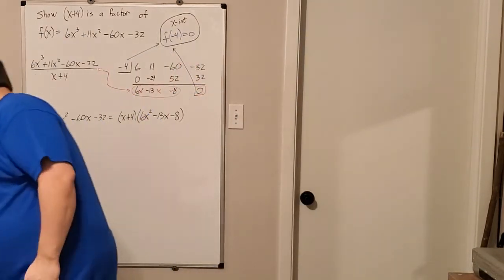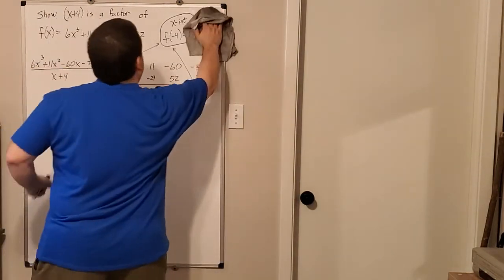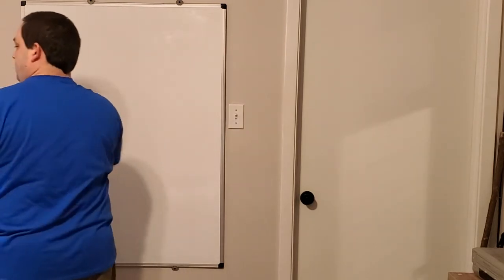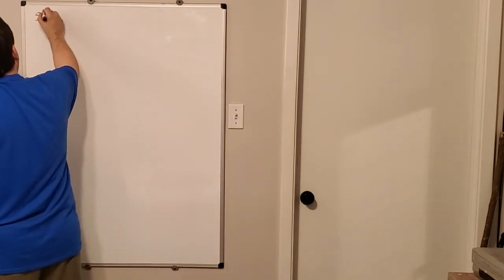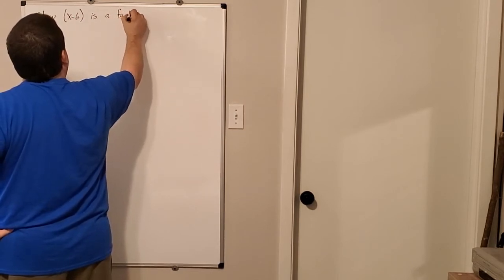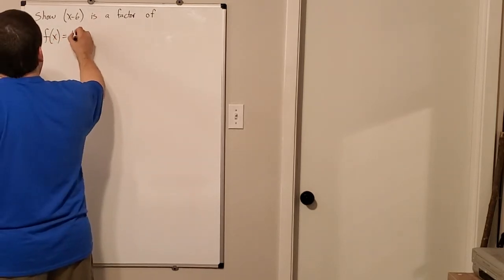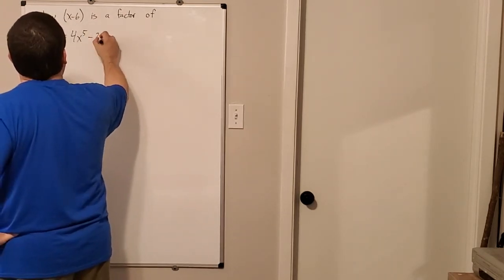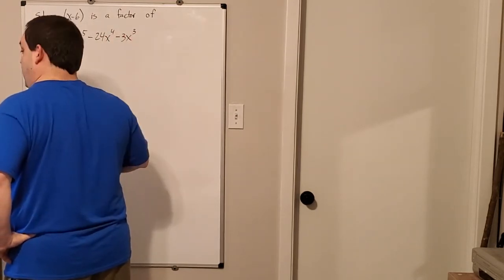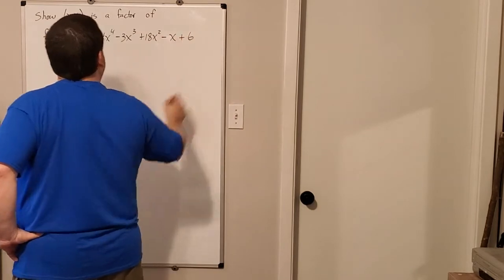All right, I have one more example. Show that x minus 6 is a factor of f of x is equal to 4x to the 5th minus 24x to the 4th minus 3x to the 3 plus 18x squared minus x plus 6.